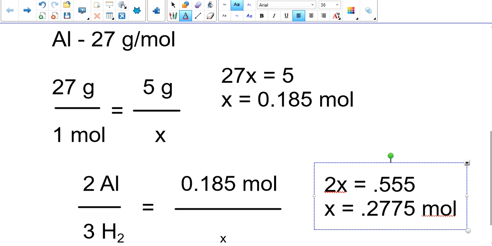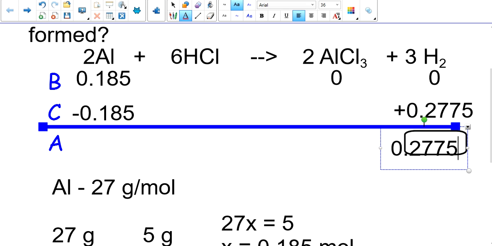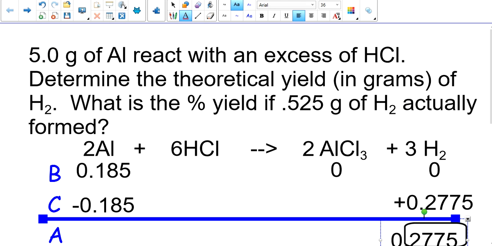So then again, I come up here, I'm starting with 0. Oh my goodness, this is coming together real nicely. Plus 0.2775. Therefore, my product will be, my number of moles is 0.2775 moles, just like that. So that's my answer, right? No, not so fast, because it wants it in grams, not moles.